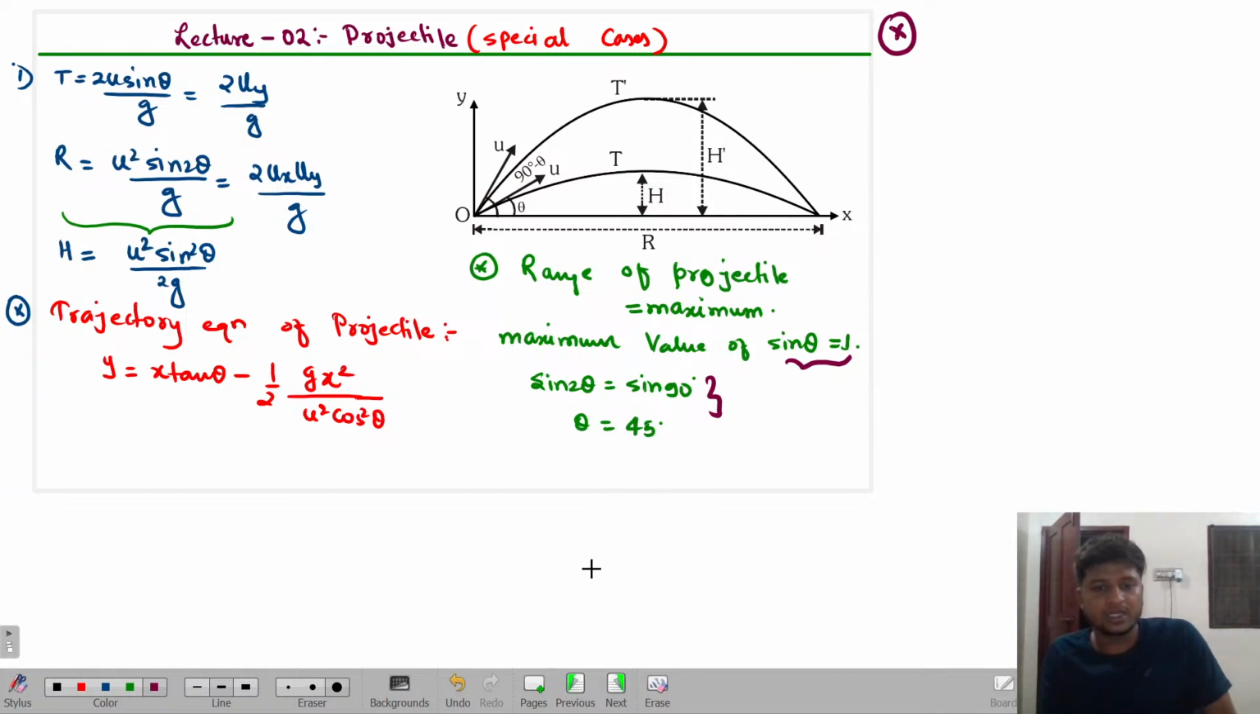So you will get only the maximum range, not maximum height. Maximum range is attained at theta equal to 45 degrees. Are you able to get me or not? Is this clear?